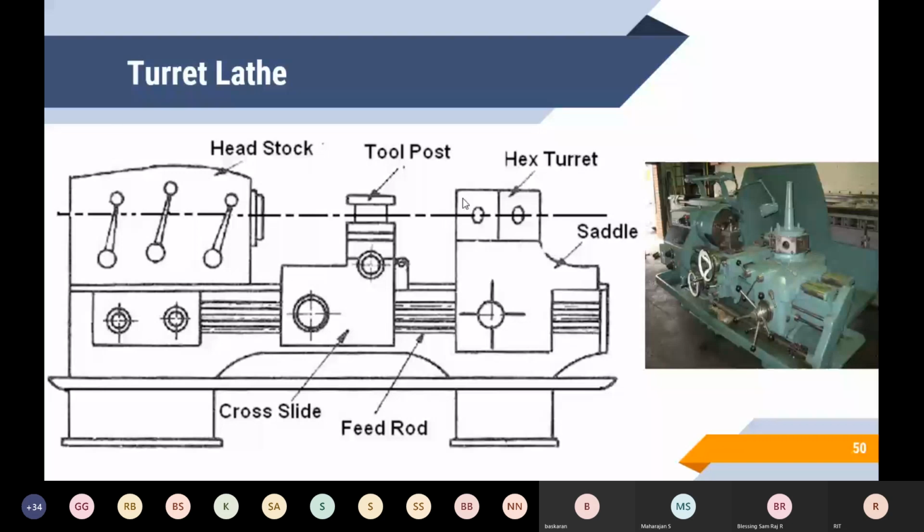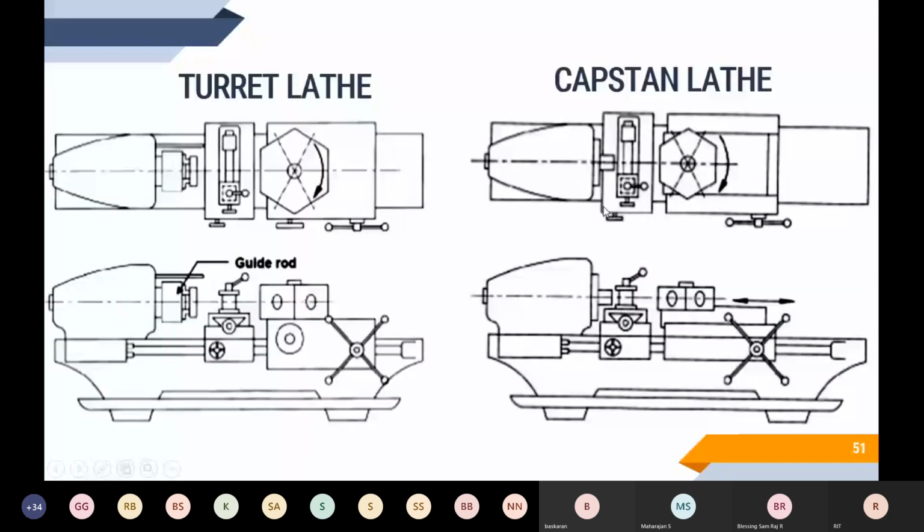You can see the diagram also. Yes, this is the difference. The top view and the side view of the lathe. See that this is a major portion. This is a difference; this attachment is here. This is the capstan lathe and turret lathe difference. It is the heart of the topic, so we have to mention it. Wherever you are writing the difference between the turret and capstan, you have to mention those things properly.